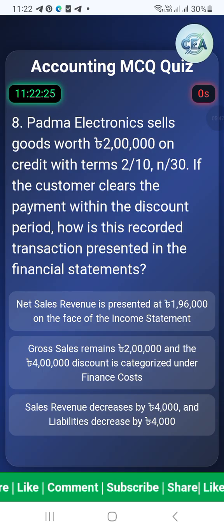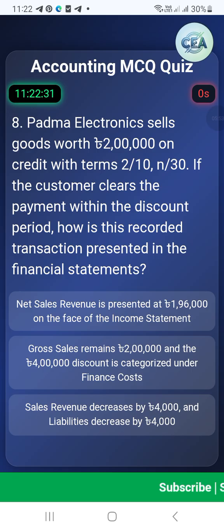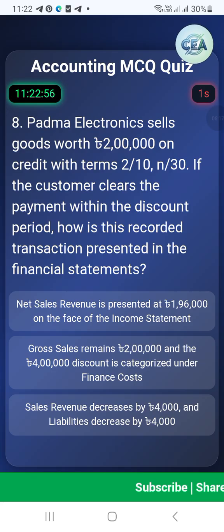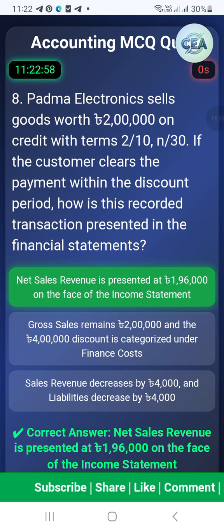Option 1. Net sales revenue is presented at 196,000 takas on the face of the income statement. Option 2. Gross sales remains 200,000 takas and the 400,000 takas discount is categorized under finance costs. Option 3. Sales revenue decreases by 4,000 takas, and liabilities decrease by 4,000 takas. Correct answer is net sales revenue is presented at 196,000 takas on the face of the income statement.